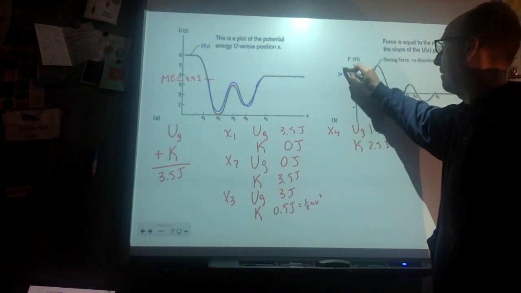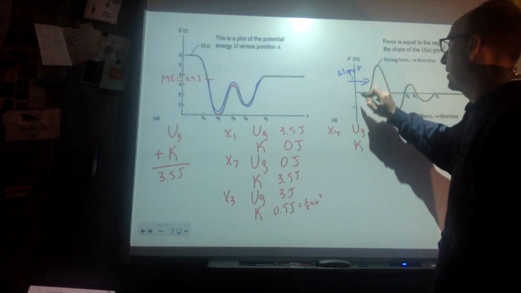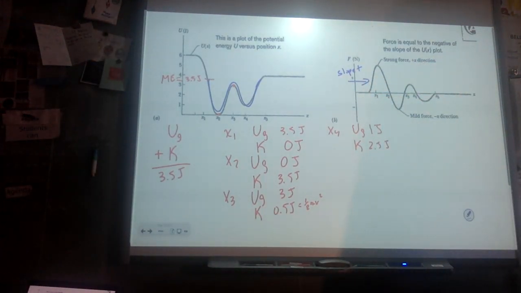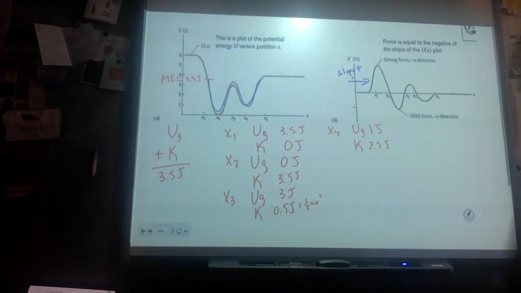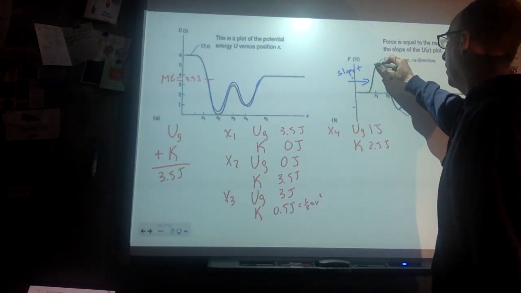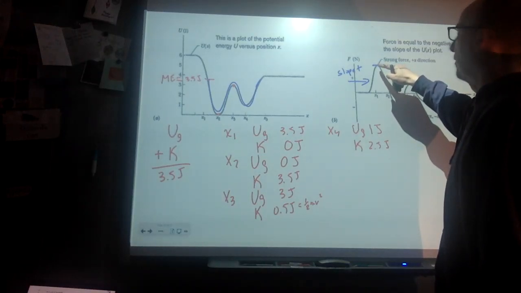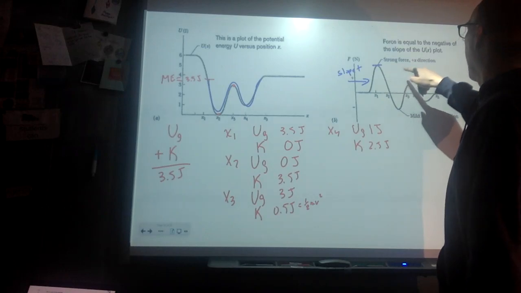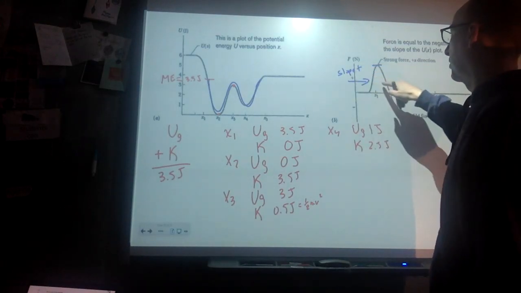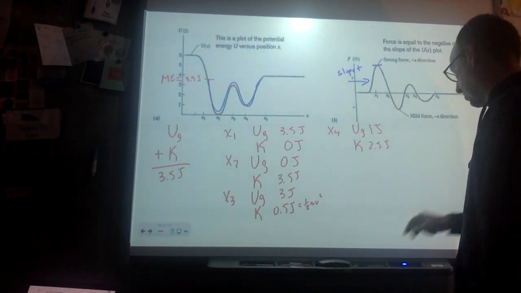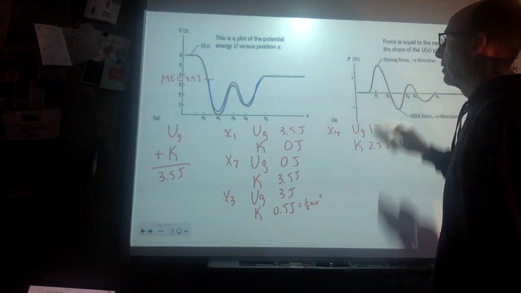So if I have a positive slope here, that's going to tell me how it's changing. I see what's going on. They're taking the slopes here and plotting them over here to show you what it looks like.